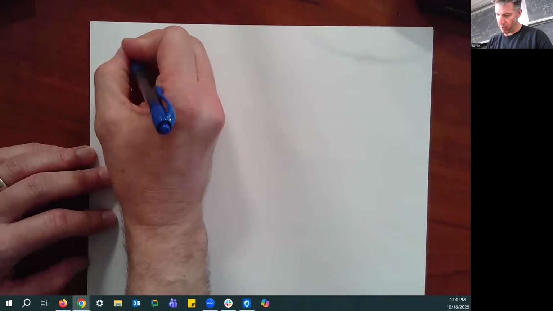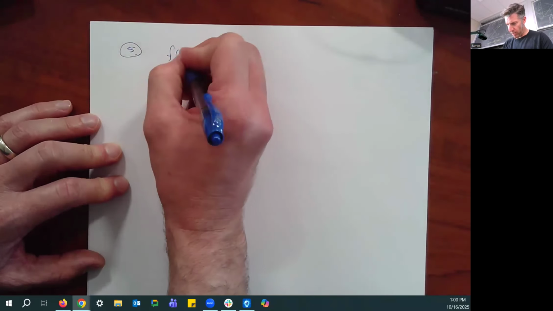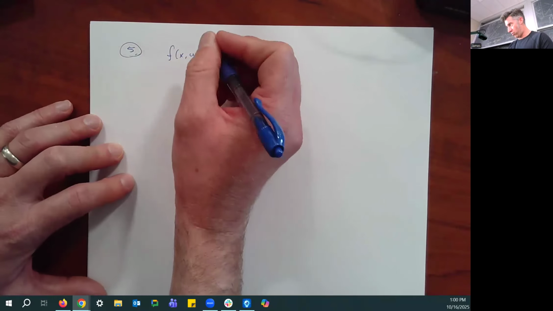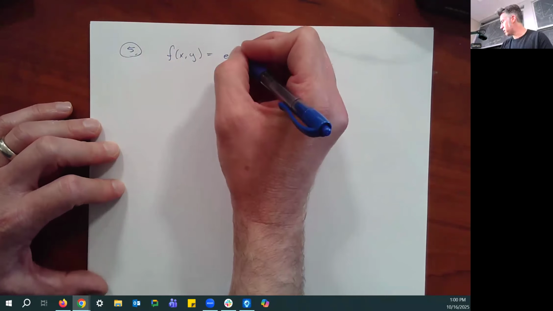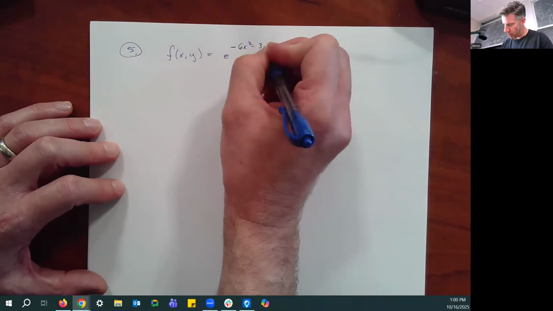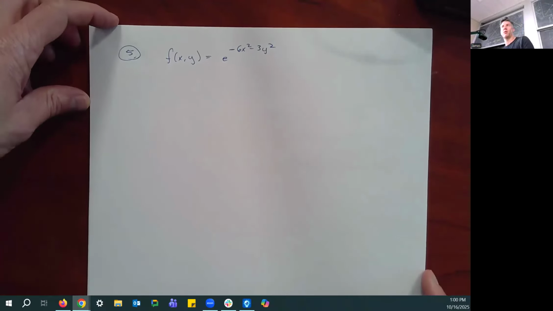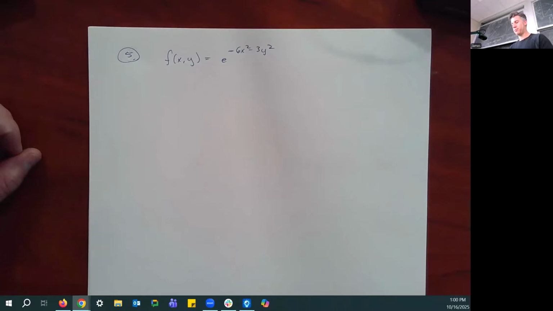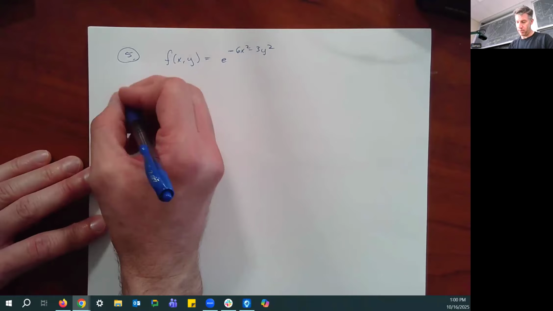Okay, number 5. So for number 5 here, I will point out this example I'm making up is similar to your 4th homework question because I thought it was worth doing one like this. Let's say we have e to the negative 6x squared minus 3y squared. And we're going to try and figure out what's going on here. Okay. So usual process.